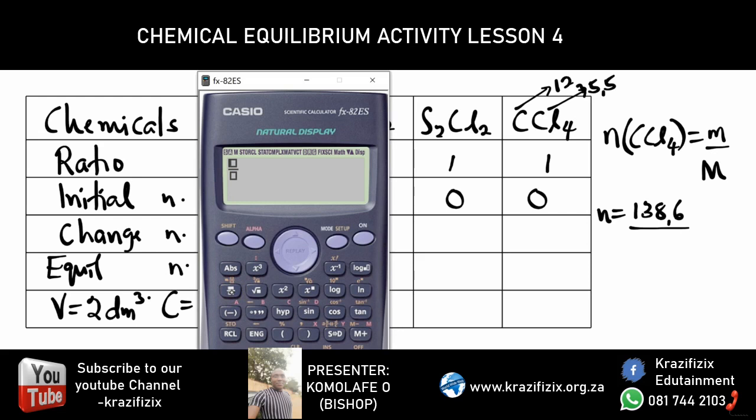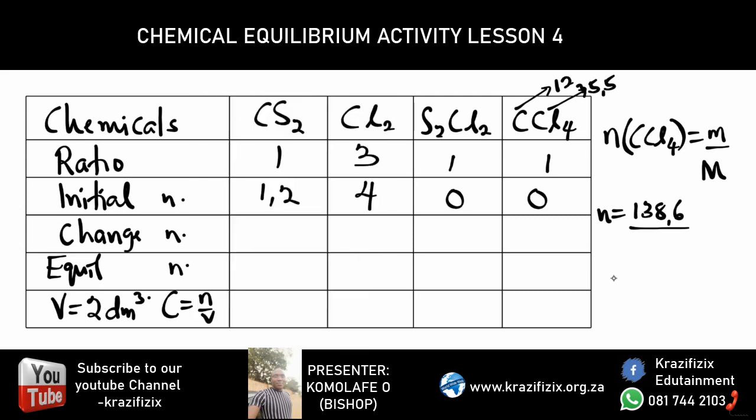138.6 divided by carbon, which is 12, plus 35.5 multiplied by 4. I hope that makes sense to us. And we have 0.9. Let me put this value there. Here I said 12 plus 35.5 times 4. Very key. Now this is at what? Equilibrium. So there are 2 marks there already. At equilibrium, 0.9 of CCl4. I hope it makes sense now.